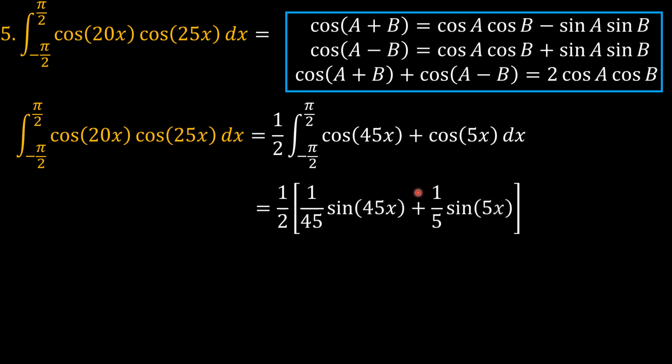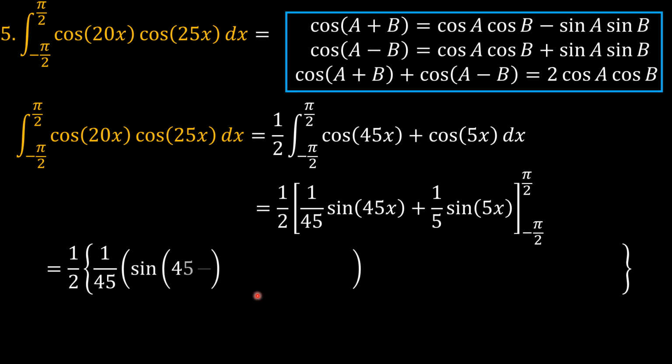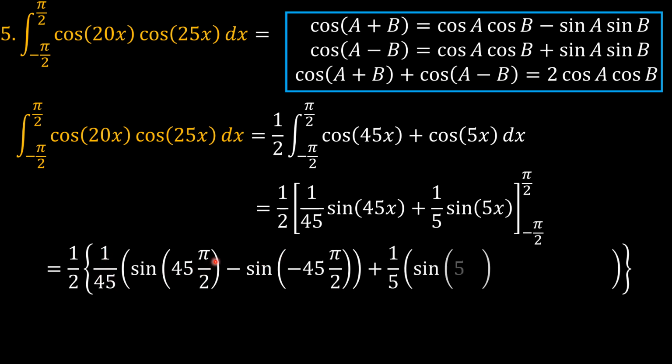And so this is easily integrated. So we have a half, 1 over 45 sine 45x plus 1 over 5 sine of 5x. Applying in the limits, because this is continuous in this domain, we just substitute the limits. We take the upper limit and subtract the lower limit. We have 1 over 45 sine of 45 times pi over 2 minus sine of negative 45 pi over 2, plus a fifth sine of 5 pi over 2 minus sine of negative 5 pi over 2.